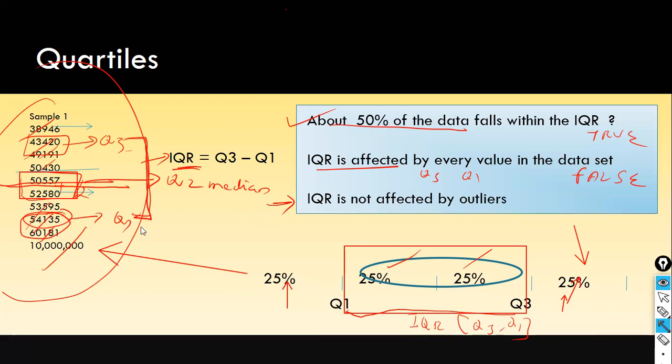My IQR is only this range. In this data set, my IQR covers only this part. The IQR is nowhere affected by the outlier. So what we can conclude is that IQR is not sensitive to outliers, whereas range and standard deviation are sensitive to outliers. If you have an outlier in your data set, it will affect your standard deviation and range also. Whereas the IQR is not at all affected by the outlier value. Are you able to understand or not?